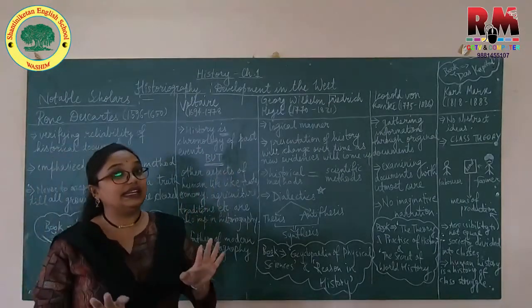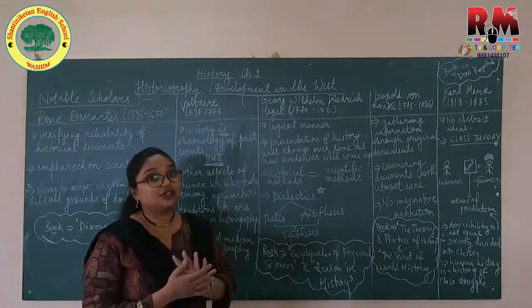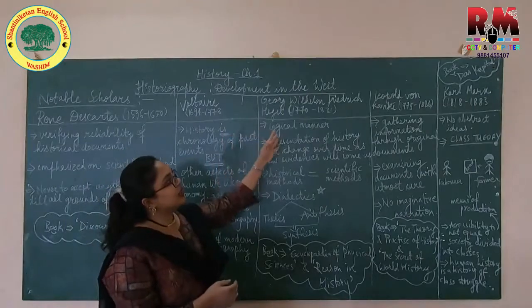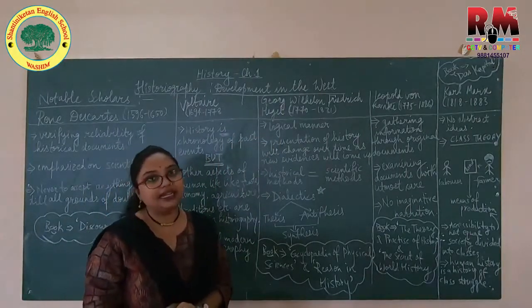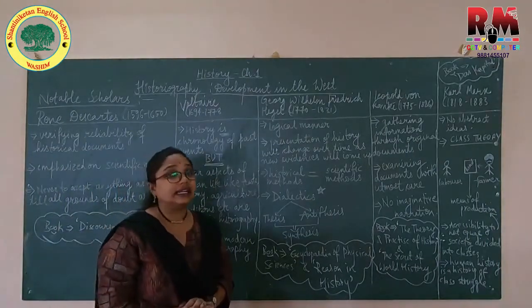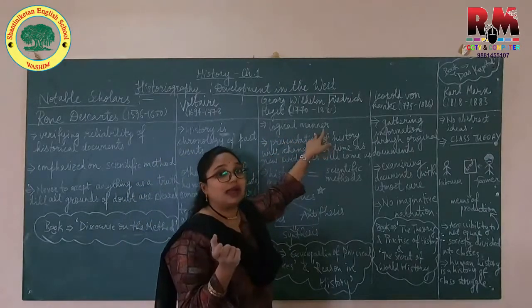This person is very interesting, children, and the theory which he gave is also very interesting. So we'll move on to the next one, that is George Wilhelm Friedrich Hegel. His life period is from 1770 to 1831. Now, what did this fellow say? He said that history should be presented in a logical manner.